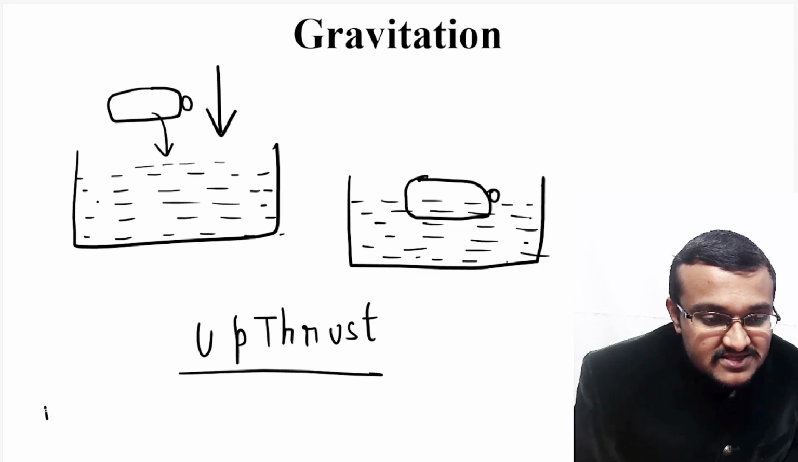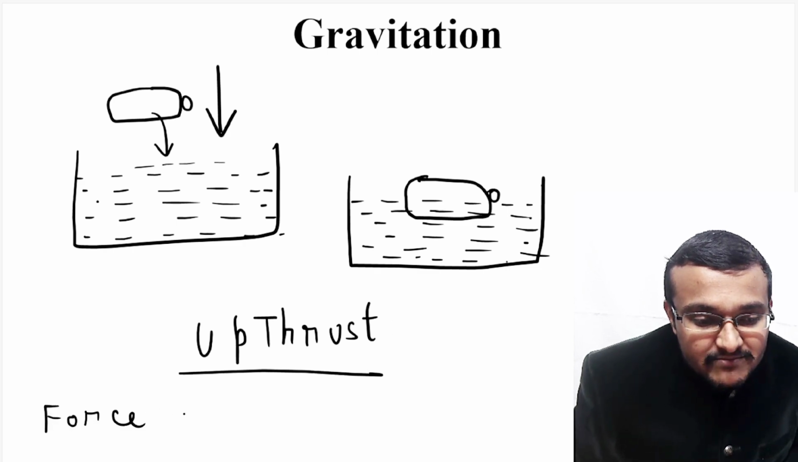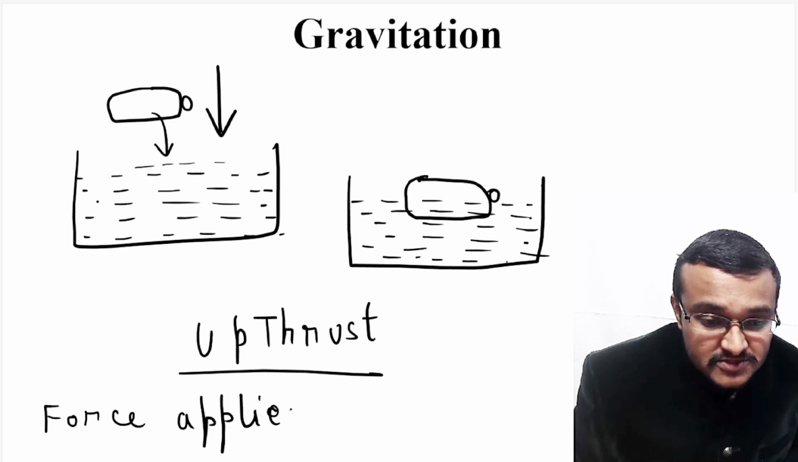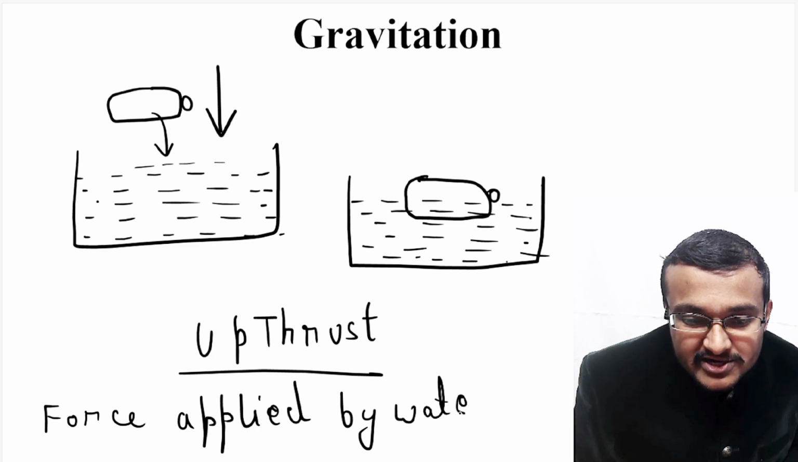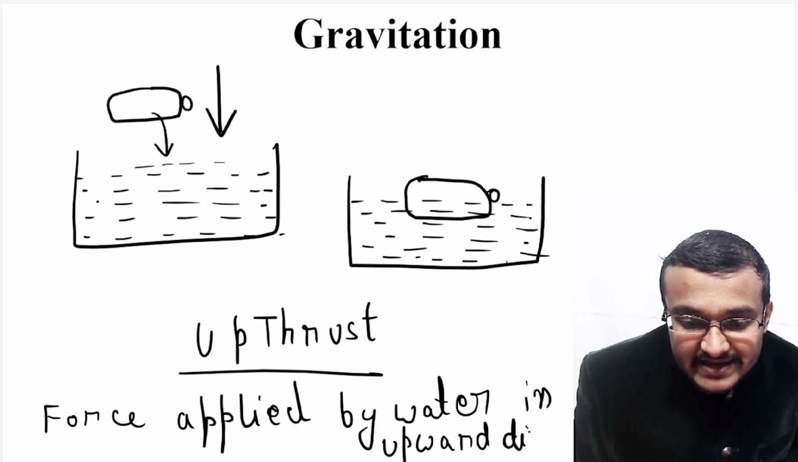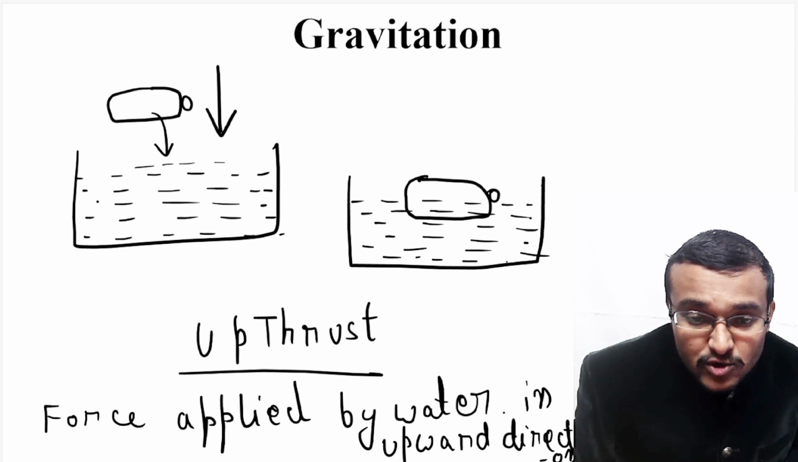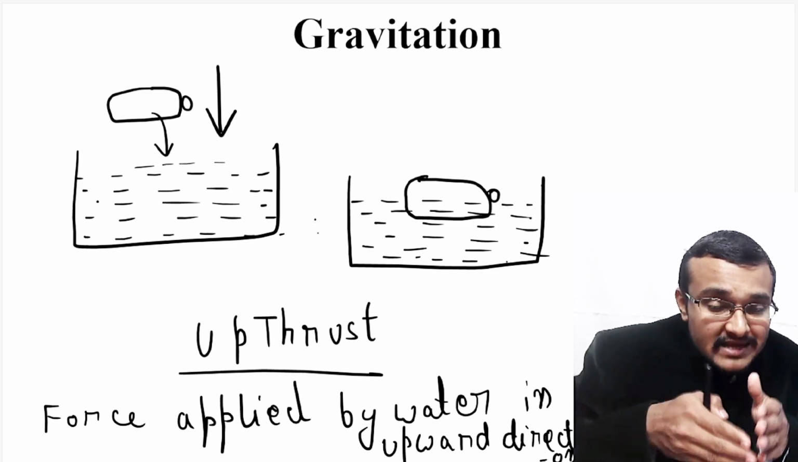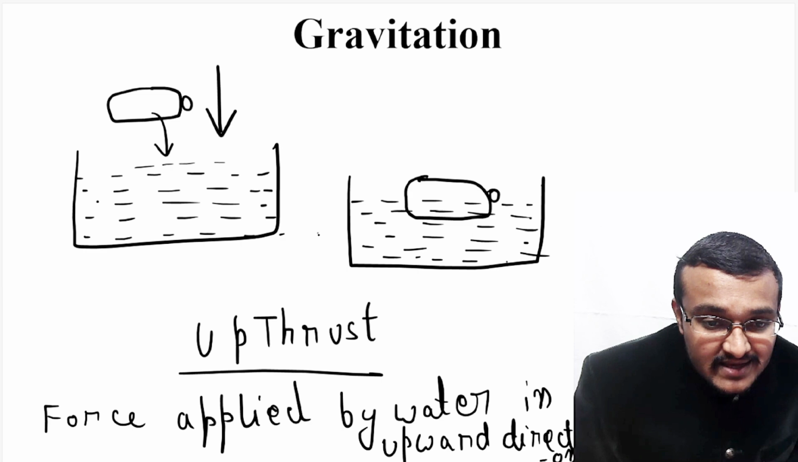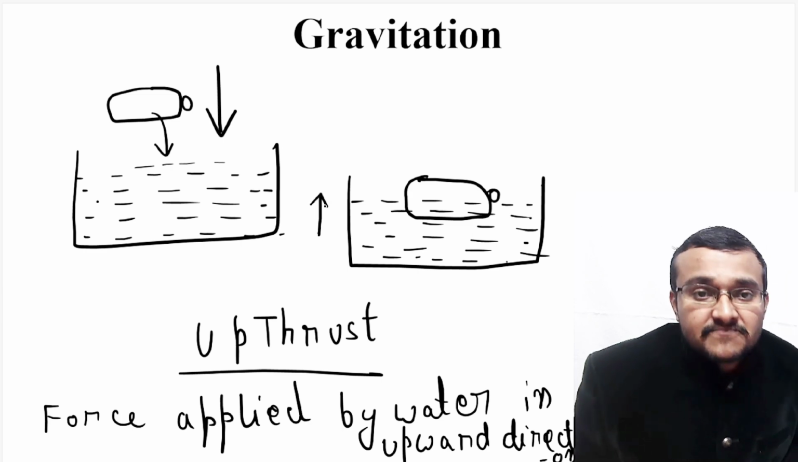So upthrust is the force applied by water in upward direction against gravitational force. So the force applied by water in upward direction can be known as upthrust given by this water, because this applied force, which the water applies on this bottle, is in perpendicular direction like this.